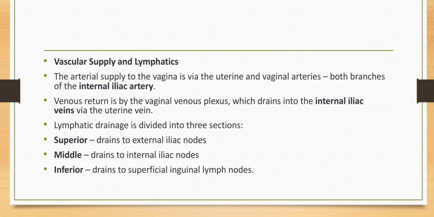Vascular supply and the lymphatics. The arterial supply to the vagina is via the uterine and the vaginal arteries, both branches of the internal iliac artery. The venous return is by the vaginal venous plexus, which drains into the internal iliac veins via the uterine vein. The lymphatic drainage is divided into 3 sections. Superior drains to the external iliac nodes. Middle drains to the internal iliac nodes, and the inferior one drains into the superficial inguinal lymph nodes.